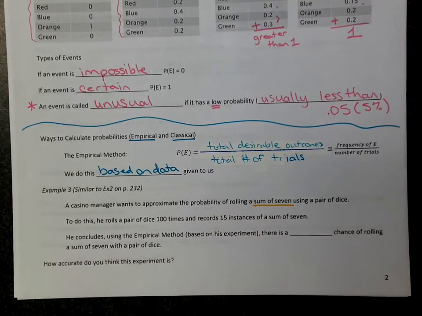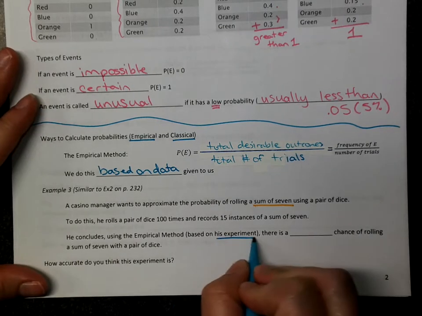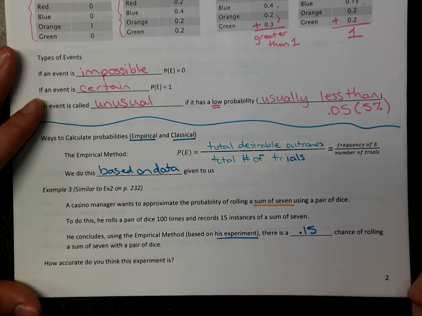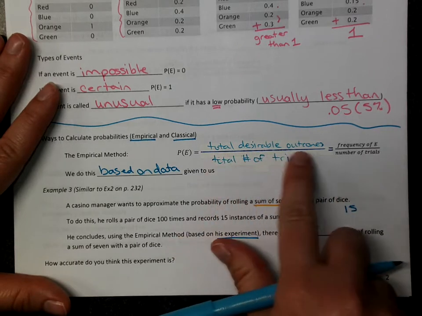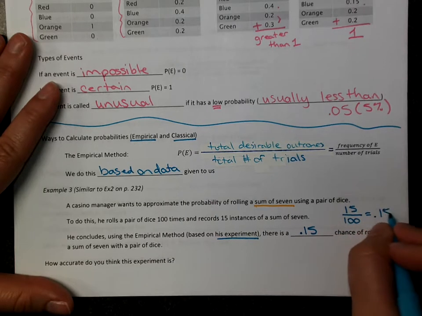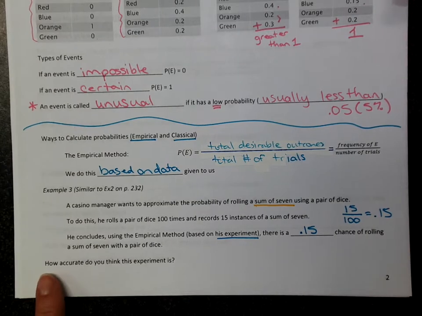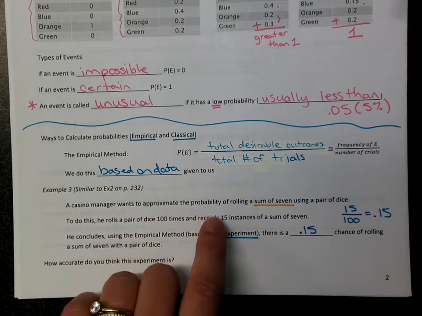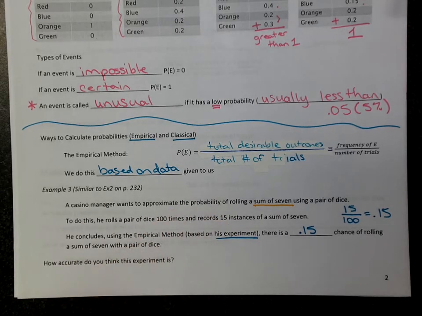So he concludes, using the empirical method based on his experiment, that there is a 0.15 or 15% chance of rolling a sum of 7 with a pair of dice. So he got 15 total outcomes that he wanted out of 100 total trials, which gave him that empirical probability of 0.15. And I want you to just think for a minute, how accurate do you think that experiment is? Just decide for yourself. There's no right or wrong answer. Do you think rolling the dice 100 times and getting 15 instances of a sum of 7 is fairly accurate to the true probability, which we'll calculate here in just a minute? So just think about how accurate you think that is. Pretty accurate, not so accurate. Just kind of think about that.